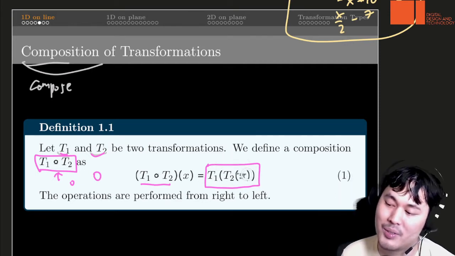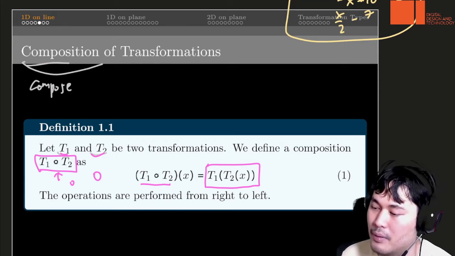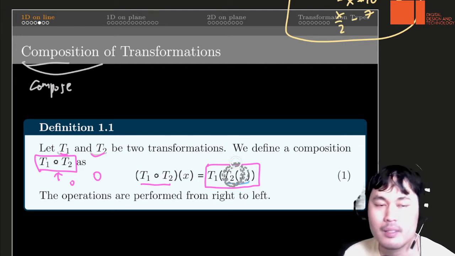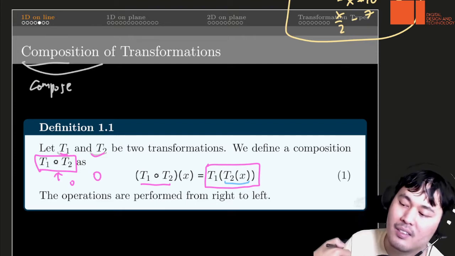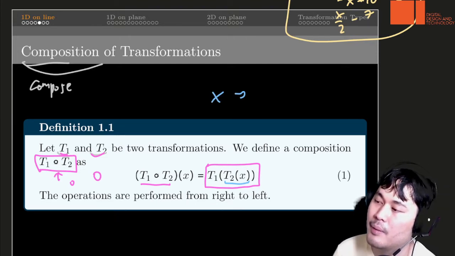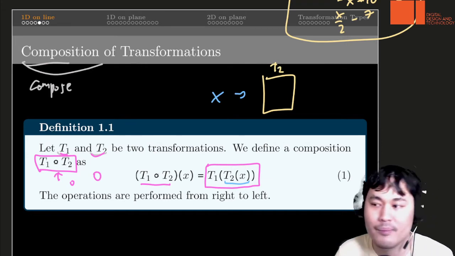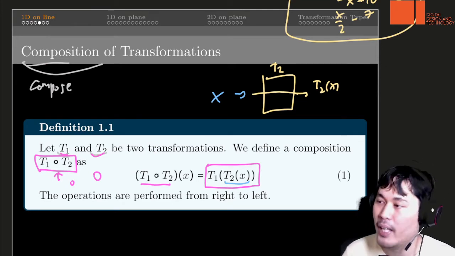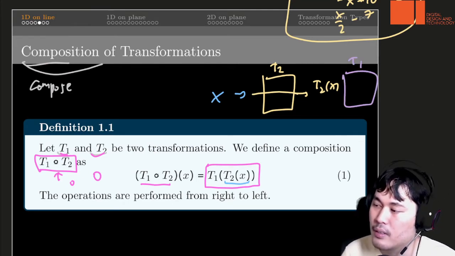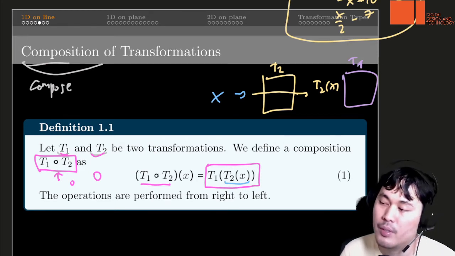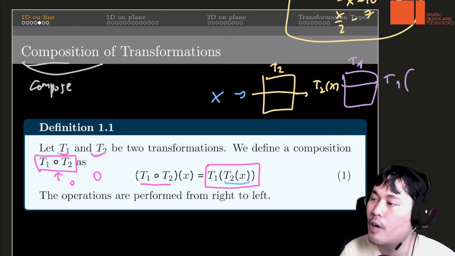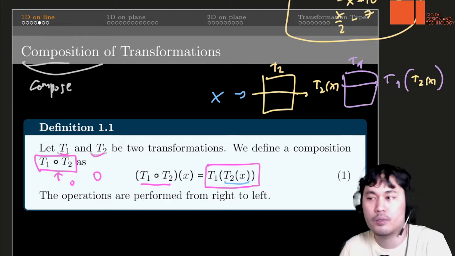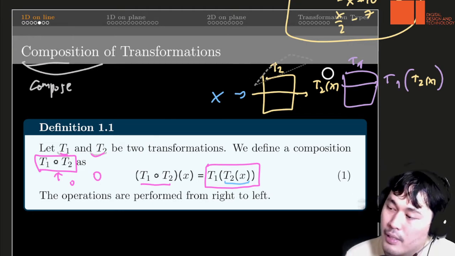But here, we have this one. T1 open parenthesis, T2 close parenthesis. Here we treat T2 of x, this blue part, as a single number. So think of x. If you give me an x, then I'm going to put that through the machine called T2 first, and T2 will give you a result of T2 of x. Then you put that into the other machine, which is T1, and the result is T1 of this input, which is the output of T2. So this is how you compute this composition.